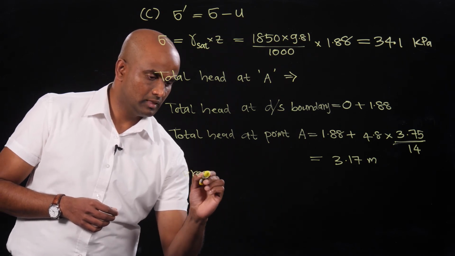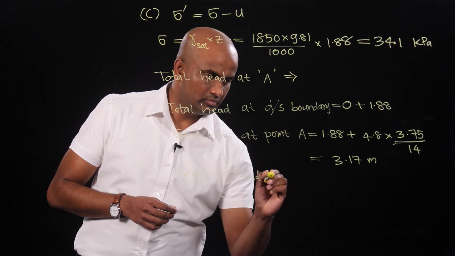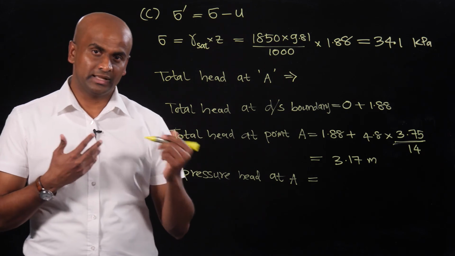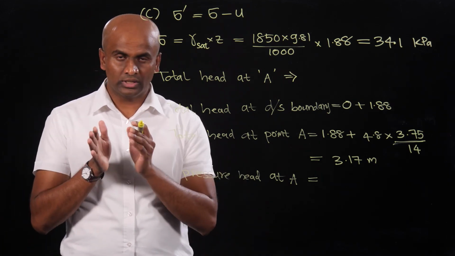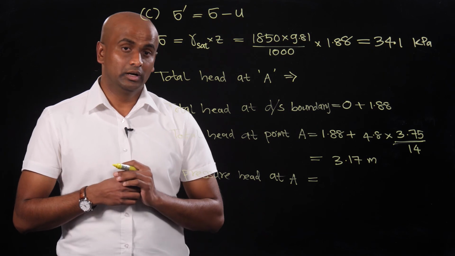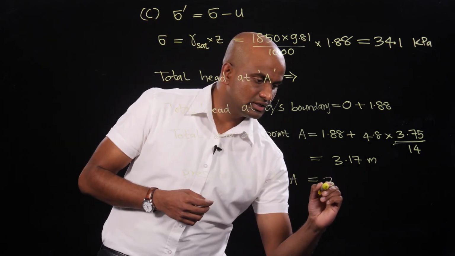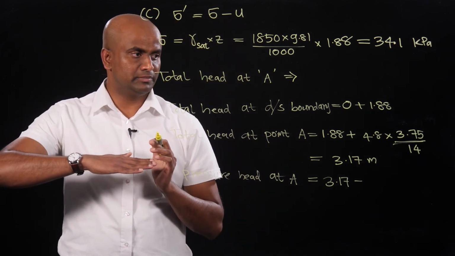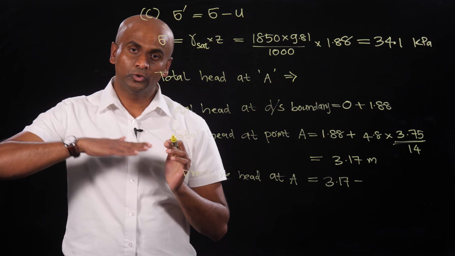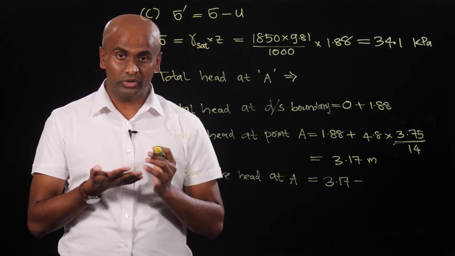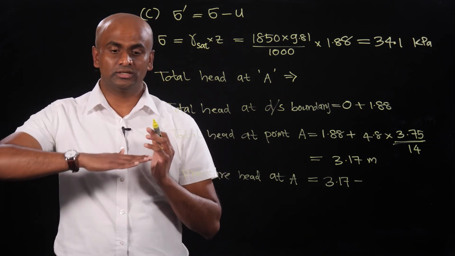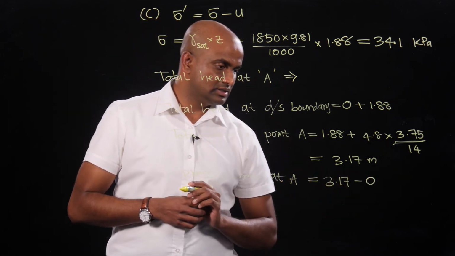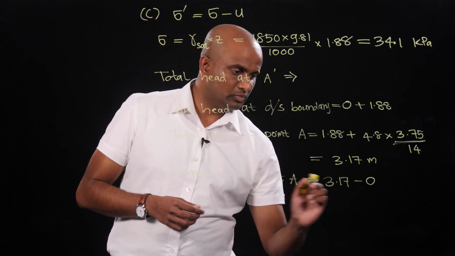Now you can calculate the pressure head at A. The total head comprises the pressure head plus the elevation head. Therefore the pressure head is the total head minus the elevation head. So the total head is 3.17 minus the elevation head. Remember, I used the datum as the horizontal level that goes through point A. So at point A the elevation head is 0 because it coincides with the datum. So your pressure head is 3.17.